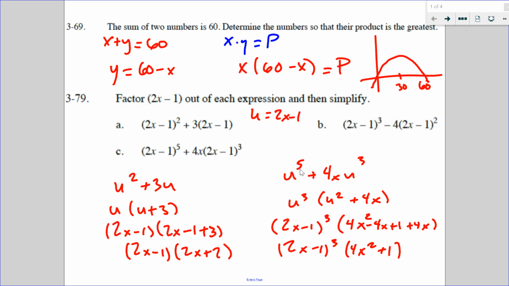For C, was a little bit bigger, but I have U to the fifth plus 4x U cubed. And then I factor out what I can, which is a U cubed, and I get this U squared plus 4x. Well, eventually it gets back into x's, so then I can combine some of those like terms. So I get 2x minus 1 cubed, and then I expanded the 2x minus 1 squared. So make sure you get middle terms, 4x squared minus 4x plus 1 plus 4x. And then those middle terms go away for that middle portion there.